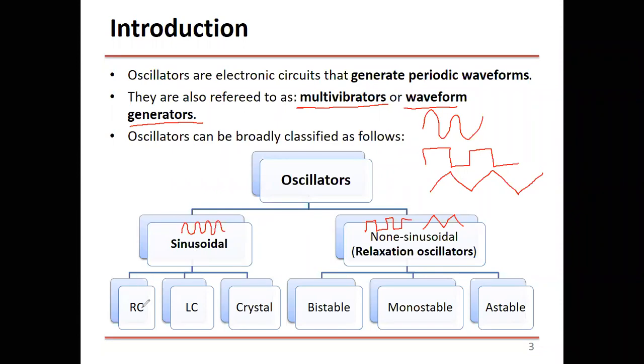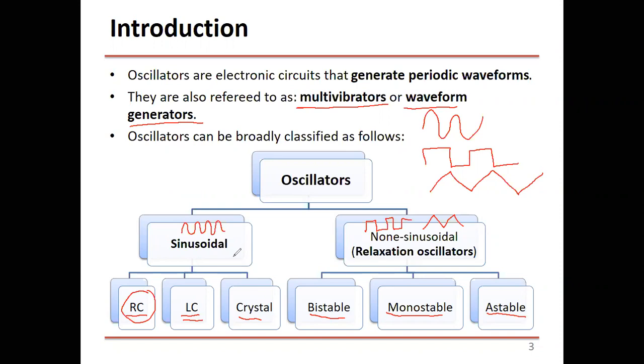Sinusoidal oscillators are mainly RC circuits, LC circuits, or crystal oscillators, okay? In this lecture, we are going to focus only on this part. So the whole lecture today, we're going to spend on the RC oscillators, RC circuits to build a sinusoidal oscillator. Later on, we'll cover this one, and maybe we'll move to this one after that. Non-sinusoidal oscillators have an alternative name, relaxation oscillators. They can be classified into bistable, monostable, and astable.